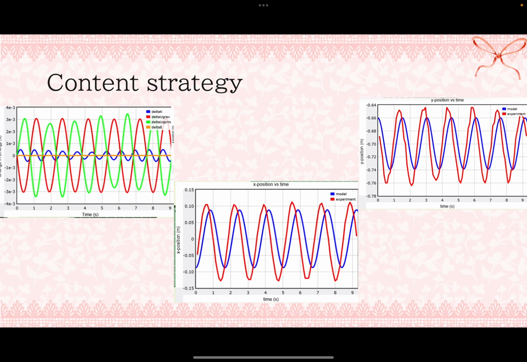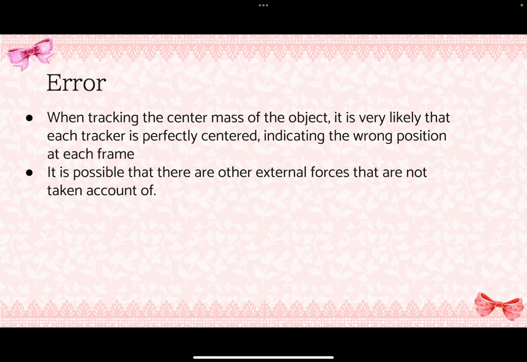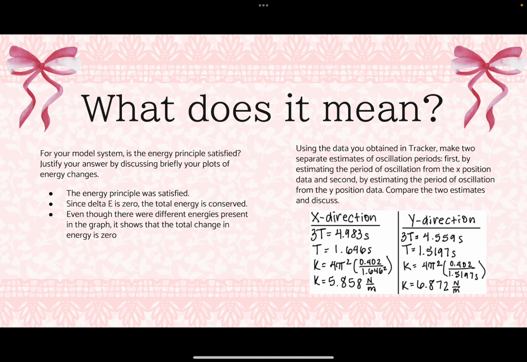So here are the graphs generated by Tracker. The first graph shows the change in energy versus time, and the next two graphs on the right show the x and y positions versus time. As you can see, the graphs are very similar, but the experimental model is kind of off, and that's due to some errors, which could have been from tracking the center of mass on Tracker, or it's possible that there were other external forces that weren't taken into account when we were calculating the forces involved in the experiment.